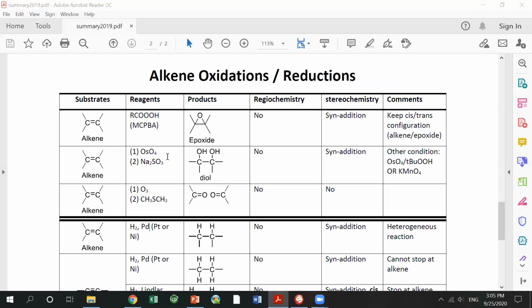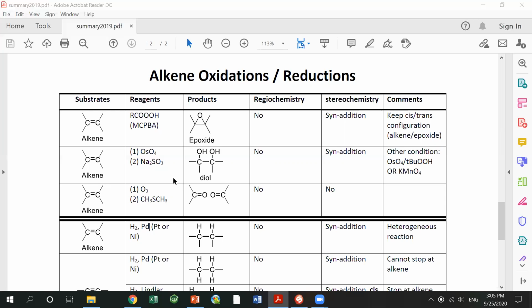And then next, the hydroxylation reactions. We use osmium tetroxide, together with sodium sulfite, and you get a diol. For this reaction, you can also use these two reaction conditions: potassium permanganate, or osmium tetroxide with tert-butyl hydroperoxide.